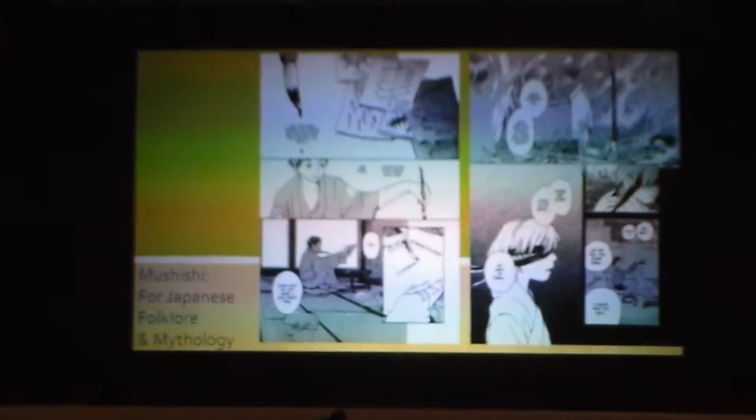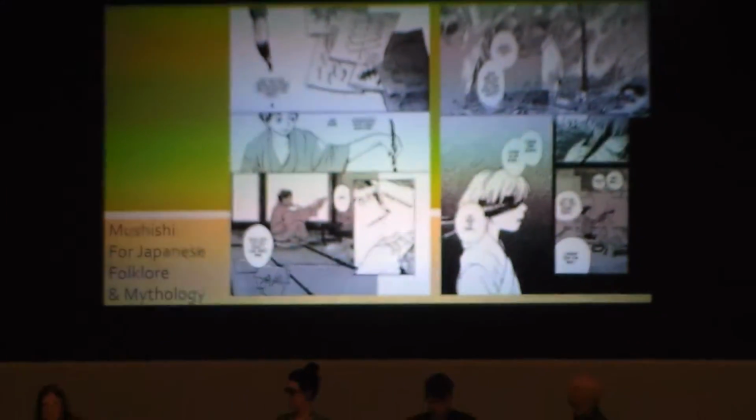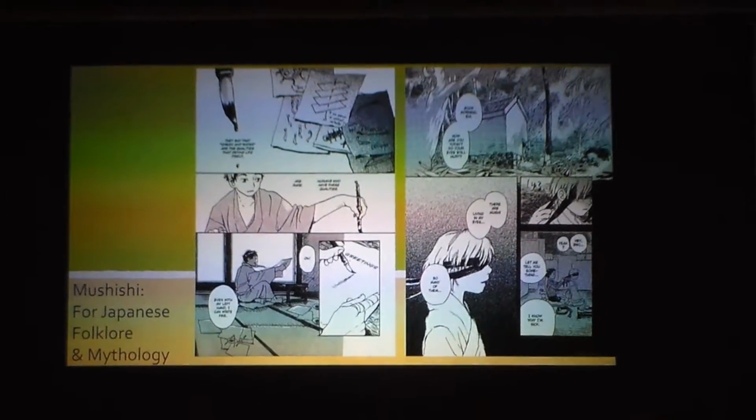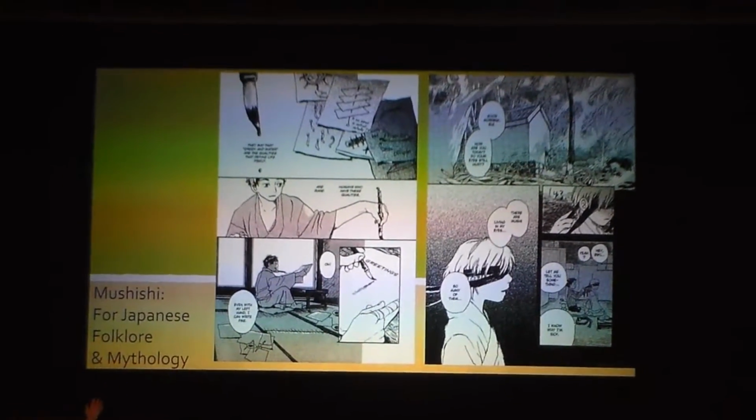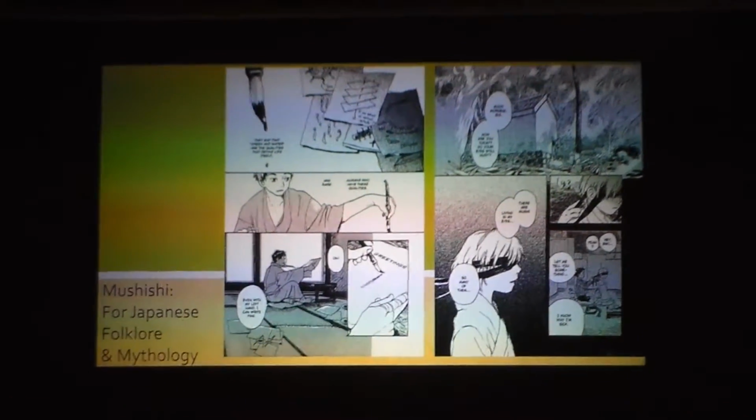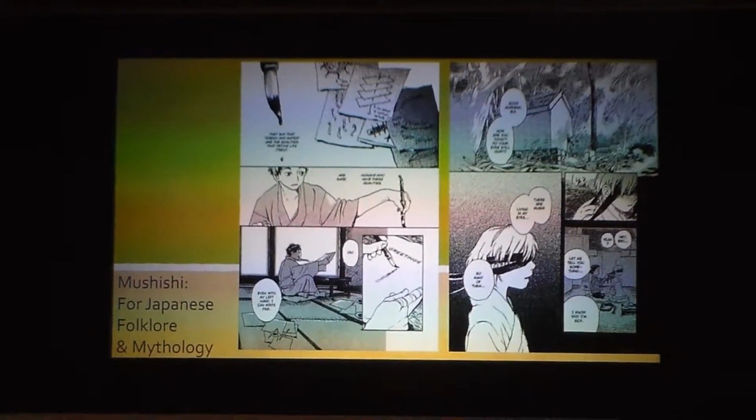So, wrapping up here, I've got a couple of slides. This is Mushishi. I'll point out real quick that what I really think is interesting is that in the first volume, at one point, the child here is able to draw symbols, and kanji is all symbols.